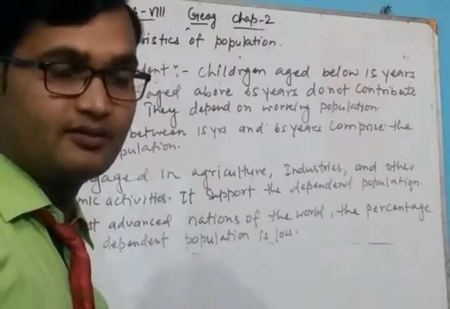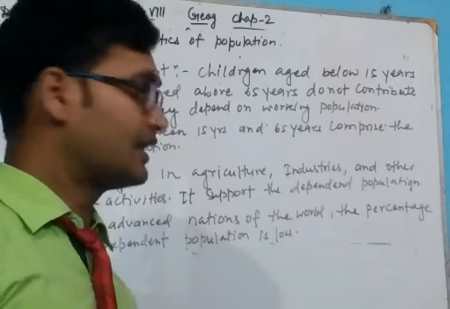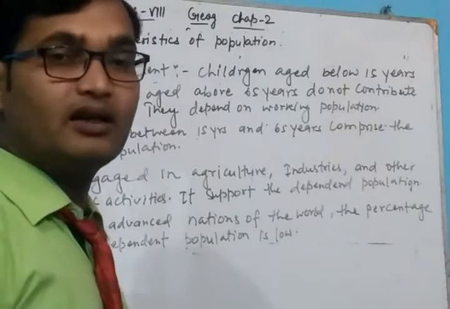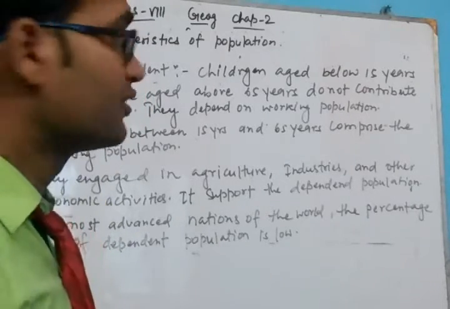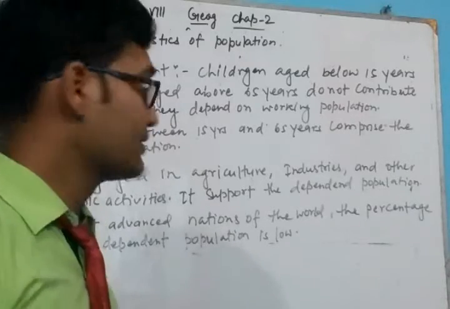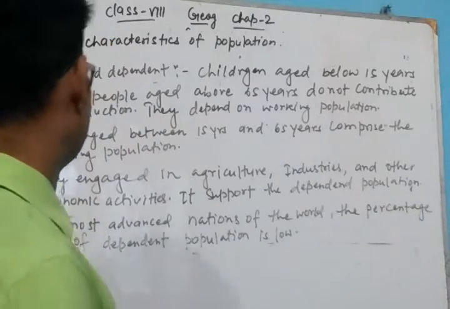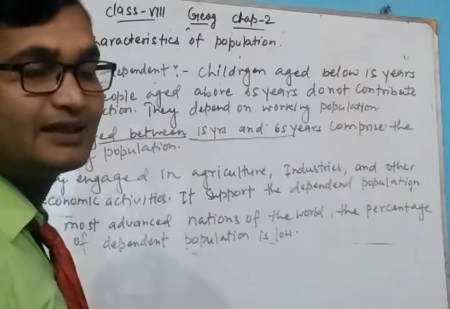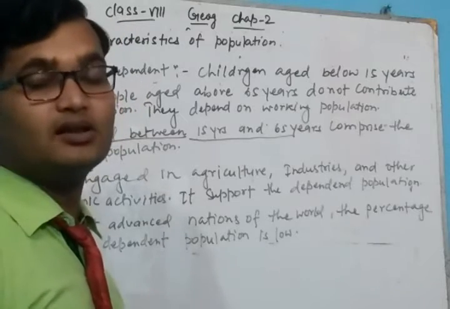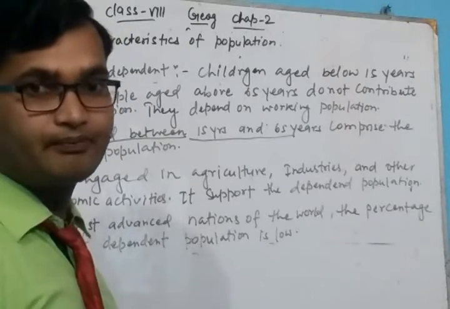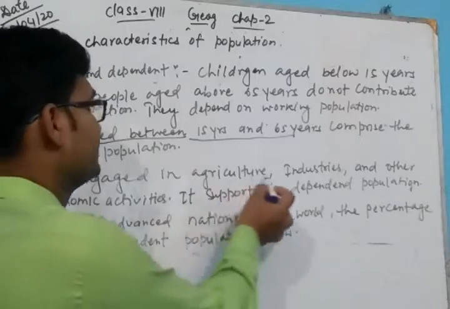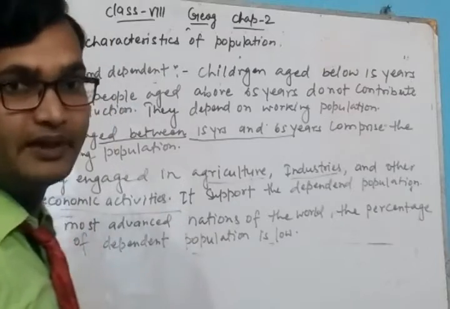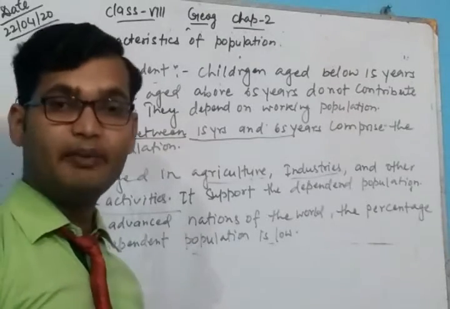Working and dependent population. Which is the working population and which are the dependent population? The population engaged in work, earning money and supporting their families is called the working population. It means the people aged between 15 years and 65 years comprise the working population. They are engaged in agriculture, industries and other economic activities. They support the dependent population.